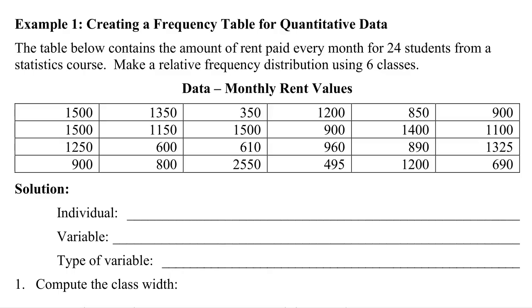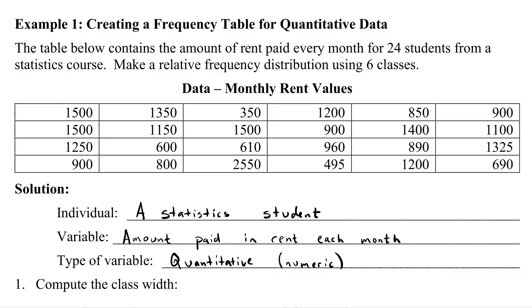So for this data table, the individual was a statistics student, and the variable is the amount they pay in rent each month. And rent is a number that it makes sense to do math to. We can imagine that 700 could be the answer to the question, how much do you pay in rent each month? So the type of variable here is quantitative or numeric. And so this is a job for the process that we're learning now.